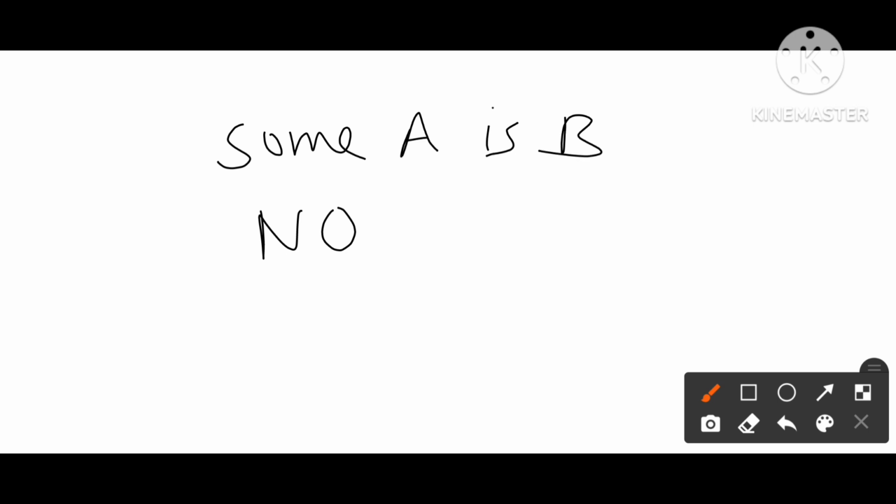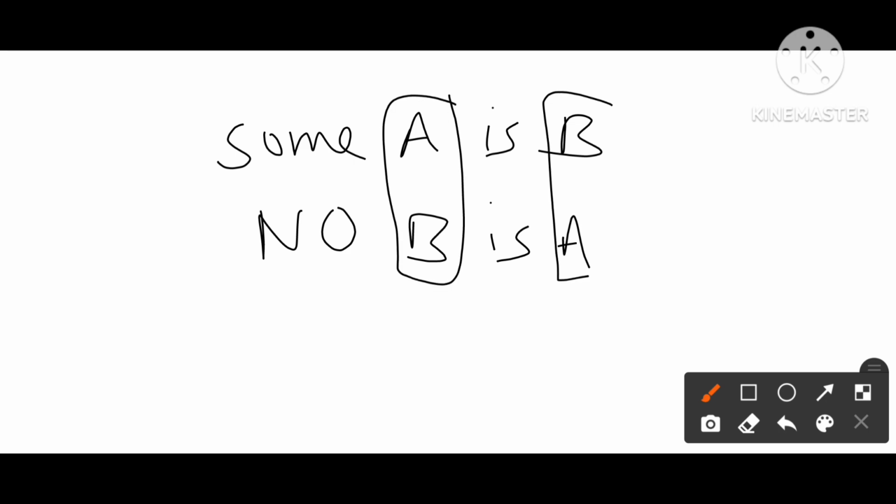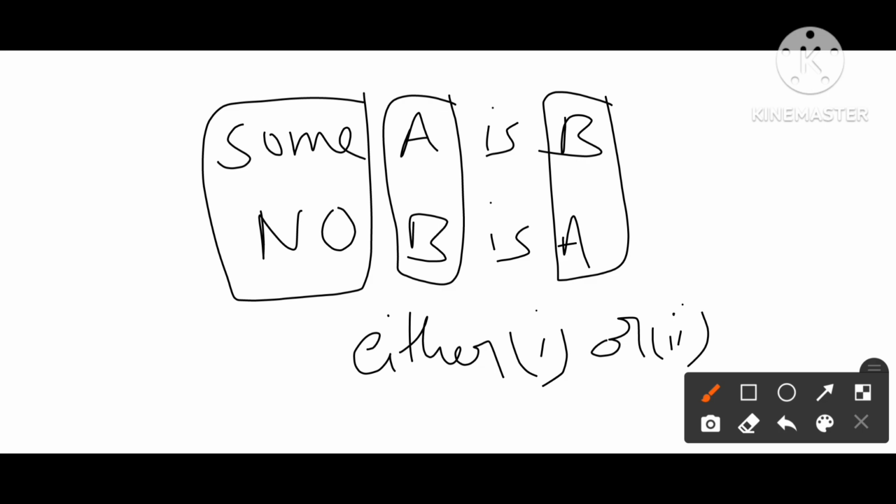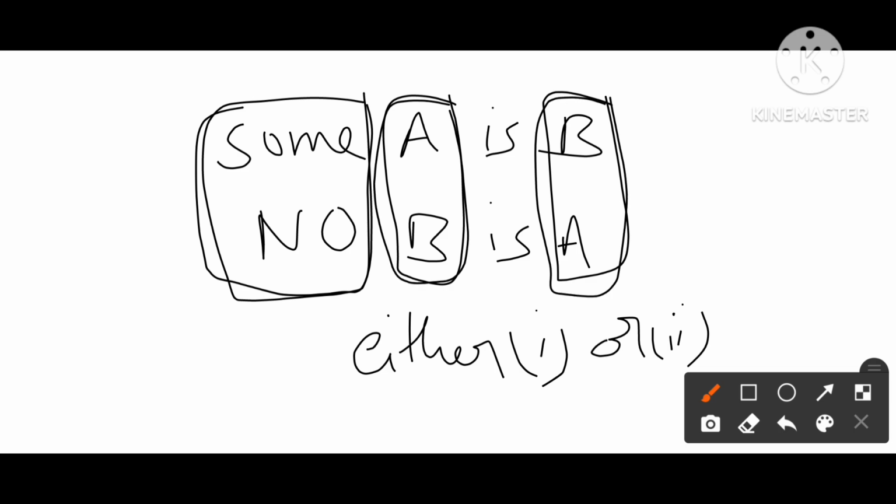But it is exceptional for only one case, some and no. If we see some A is B and no B is A, then even though the suffixes and prefixes are not the same, in the some and no case the answer will be either or. It is exceptional for only this some and no. Other than some and no, everything where the suffixes and prefixes are not the same, the answer will be neither nor.